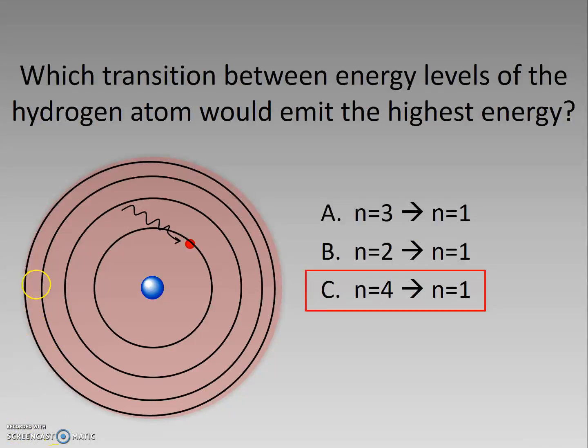I hope you thought that the transition from 4 to 1, the biggest drop, would correspond to the highest energy. And in fact, it does, right? Anytime I drop a larger number, I'm going to end up with a higher transition energy.